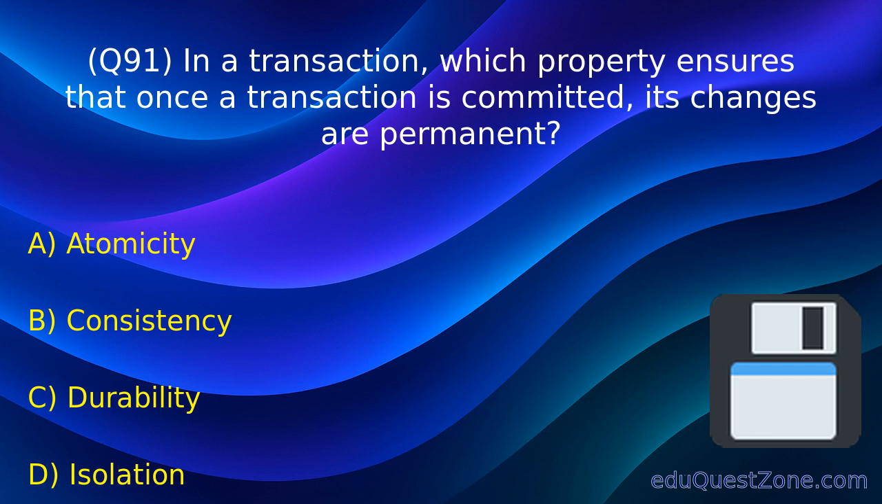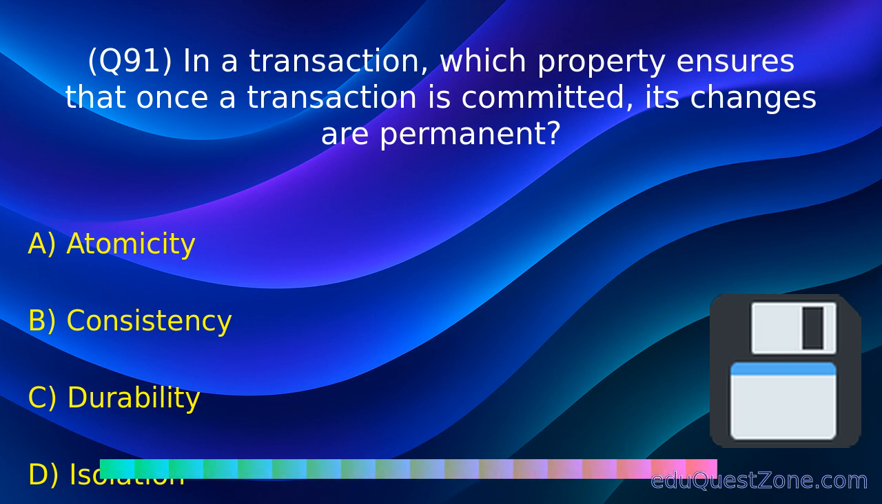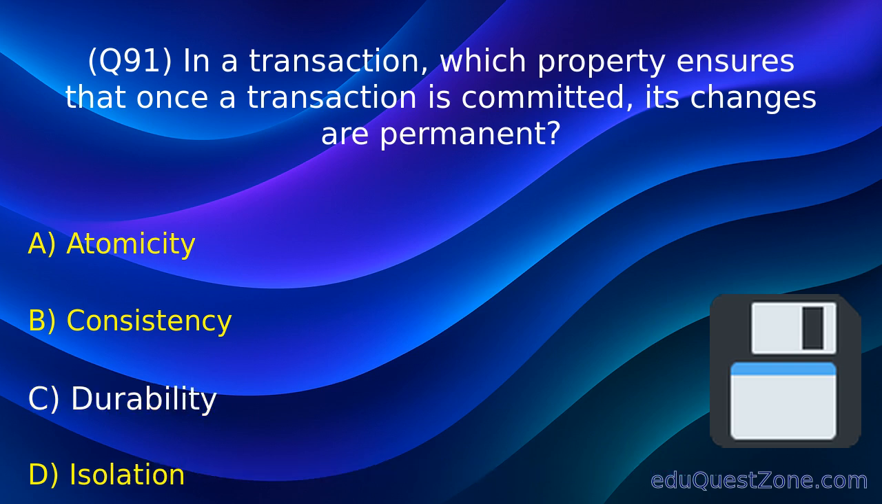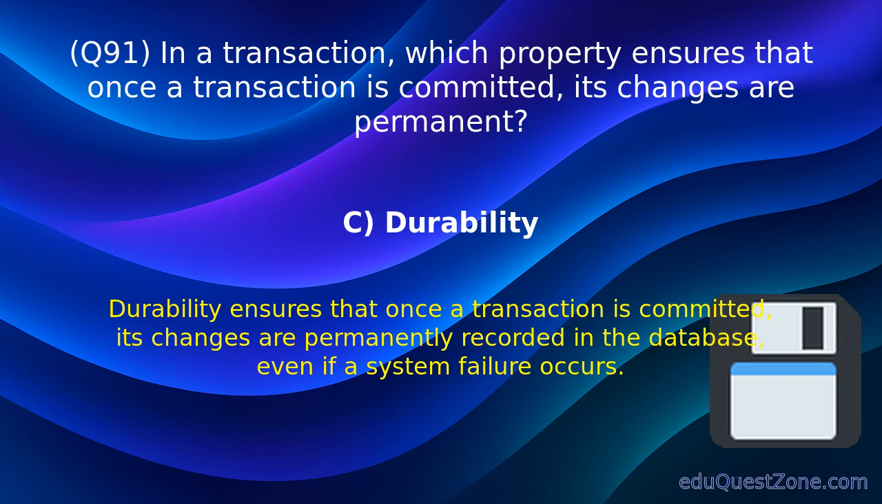Question number 91. In a transaction, which property ensures that once a transaction is committed, its changes are permanent? Option C. Durability. Durability guarantees that committed changes remain permanent even after a crash.